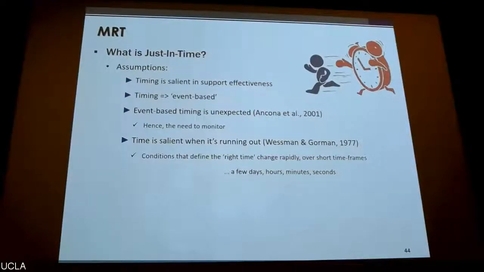Now, think about it. Event-based timing is unexpected in the sense that we can never come up with a model to fully predict exactly when the person is going to experience stress, right? This is why we need to monitor continuously so we can identify when stress occurs, so we can identify when is the right time to provide support. Does it make sense? The second thing that we need to keep in mind also relates to the assumption that timing is salient in the effectiveness of support.